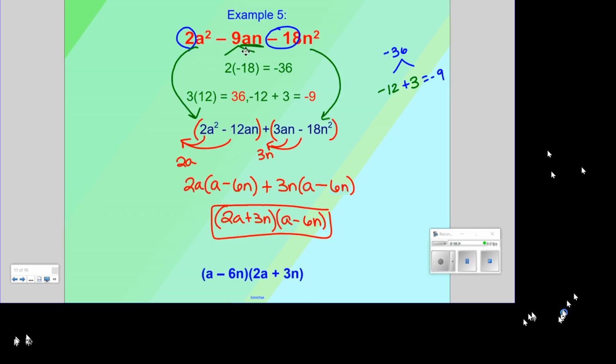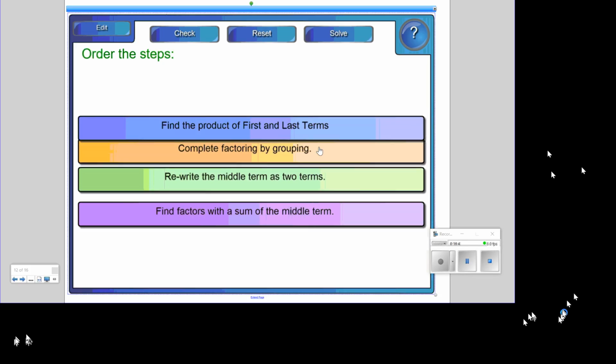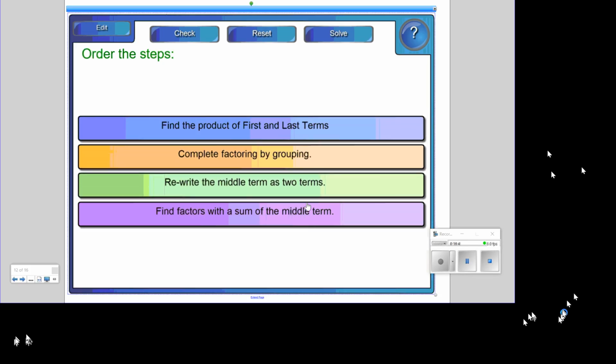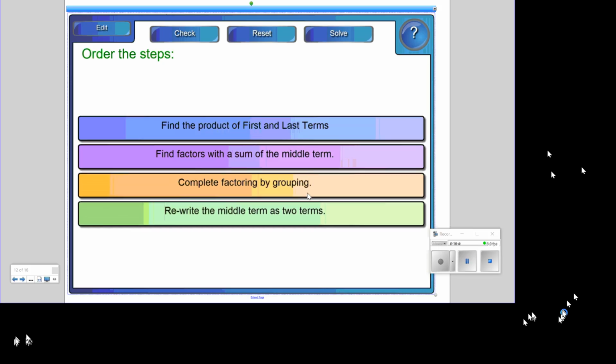All right, that is the end of really our practice for this. Here I just have a quick review of ordering the steps. So remember, the first step is to find the product of first and last terms. Once you've done that, find factors with the sum of the middle, complete factoring by grouping, and rewrite the middle.